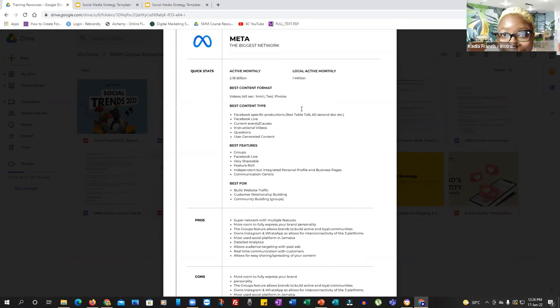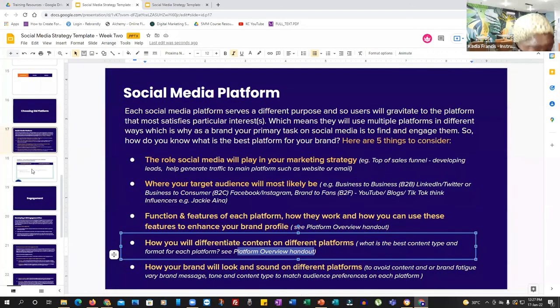Because you're explaining why you're choosing these platforms. And if we go back here, I gave you guys examples of what you need to consider. The role it would play in your marketing strategy. If you're going to do live streams and these platforms have live stream features, then they are going to play a role in your strategy, right? Where your target audience will most likely be, functions and features of each platform and how they work and how you can use them to enhance your brand profile, how you will differentiate your content on different platforms and how your brand will look and sound on different platforms.